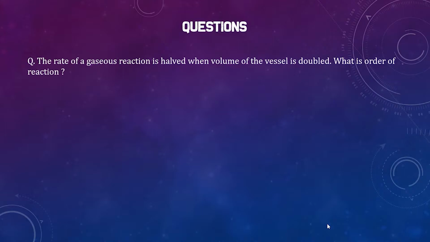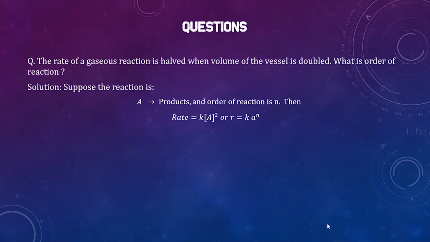The next question is that the rate of a gaseous reaction is halved when the volume of the vessel is doubled. If the volume of the vessel is doubled, what will be the order of the reaction? So it is quite clear. You can do the mental maths over here also, but let me explain how to do this. Suppose the reaction is A changing into product. So obviously we will write the rate law expression, r is equal to k A to the power n, like the example I had given.